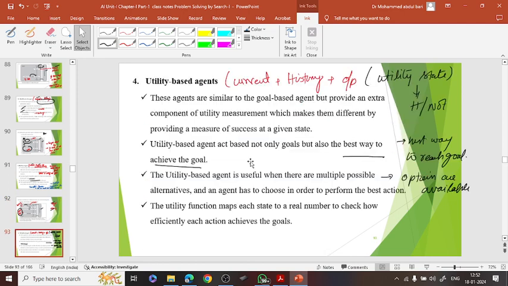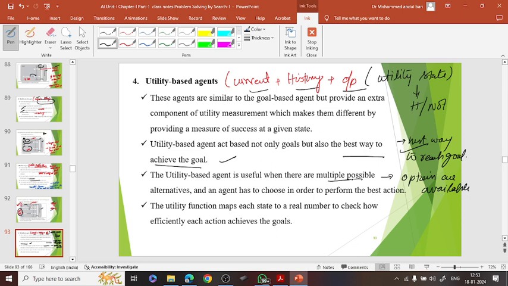The next part is the utility based agent. What is the utility based agent? It is an extension: you have current state, history, and output, plus the best way to achieve the goal, the optimized way. We know what the output will be, but we don't know the best way to achieve it. So a utility based agent acts not only on the goal but on the best way to reach the goal. Utility based agents are useful when there are multiple possible solutions and you need to reach a particular destination with minimum distance.